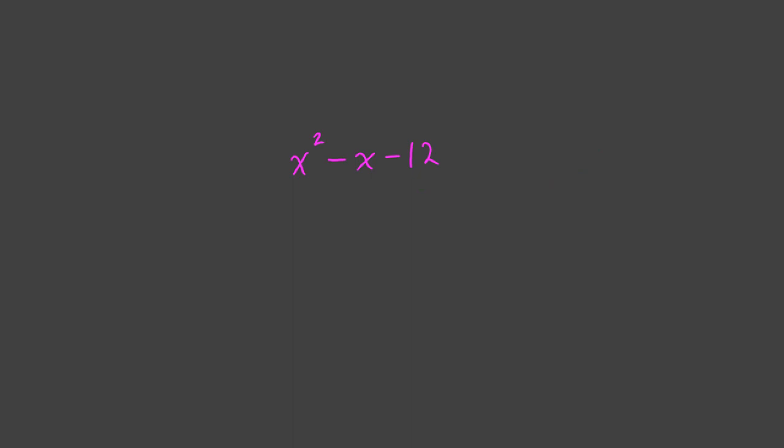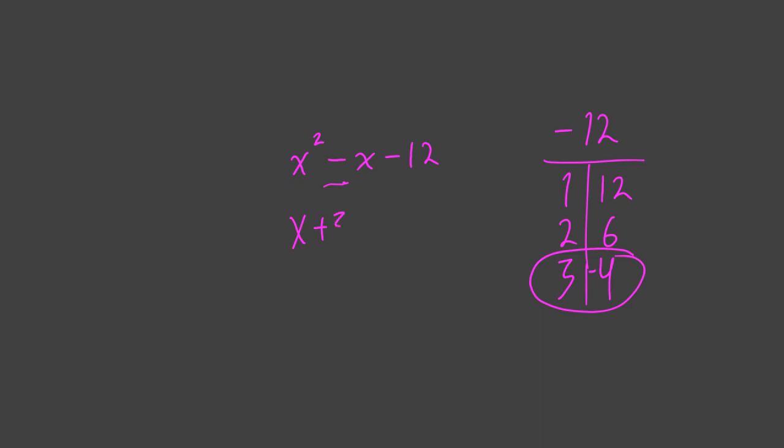x squared minus x minus 12, negative 12. We have 1 and 12, 2 and 6, 3 and 4. And it multiplies to a negative, so one of the factors has to be negative. Adds to negative 1, so I think we would have to use negative 4 and positive 3. We have x plus 3, x minus 4 would be our factored expression.